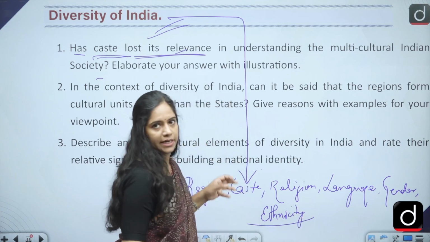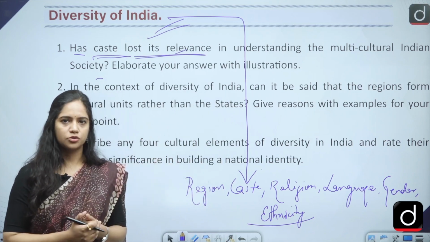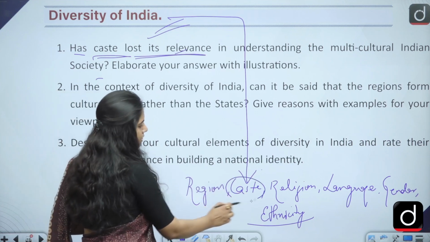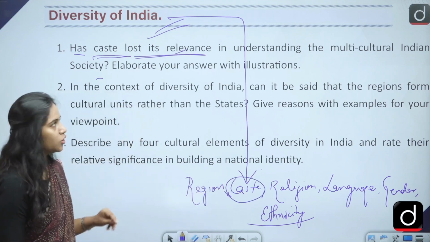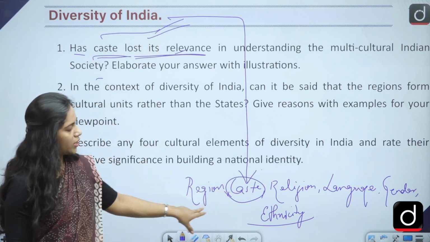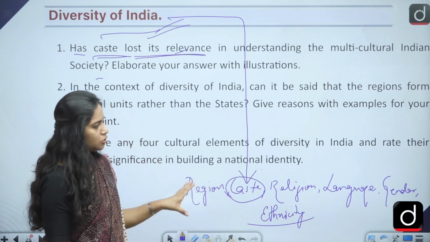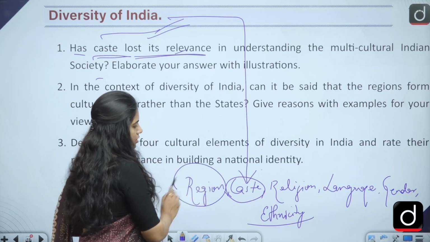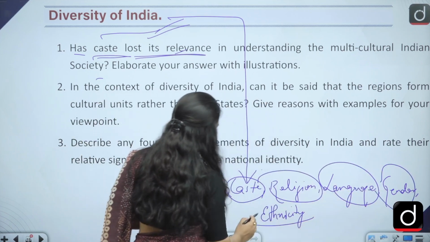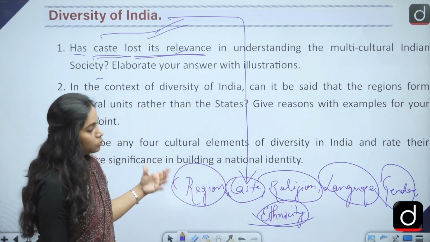Okay, again in salient features of Indian society, you know caste is a part of Indian society, is a feature of Indian society. So the word caste actually appears in your syllabus twice, and you would see all the questions that have come from this part would be from one of these parameters. So if you can break down your syllabus into region, caste, religion, language, gender, and ethnicity, you see that no question is outside of this.